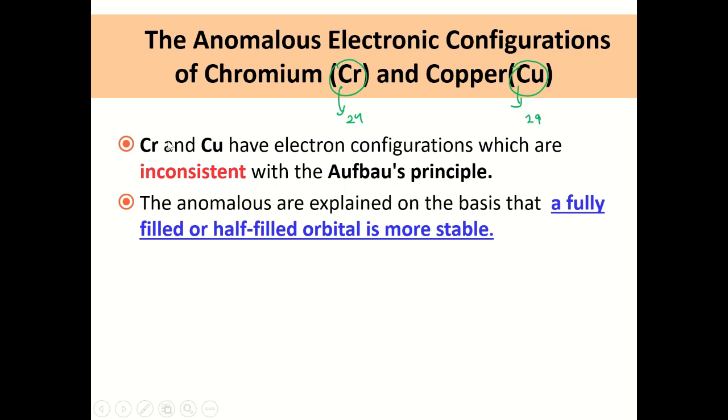Okay, so we call it anomalous. Anomalous means what? Inconsistent, not normal. So copper and chromium have electronic configurations which are inconsistent with the Aufbau principle. Remember, the Aufbau principle says we must fill the orbital with the lowest energy first, before moving up. But here there are anomalies when we fill the electrons into the orbitals for chromium and copper. These anomalies are explained on the basis that a fully filled or half-filled orbital is more stable.